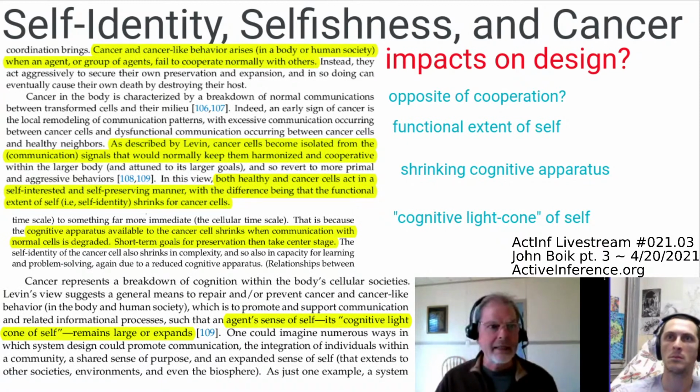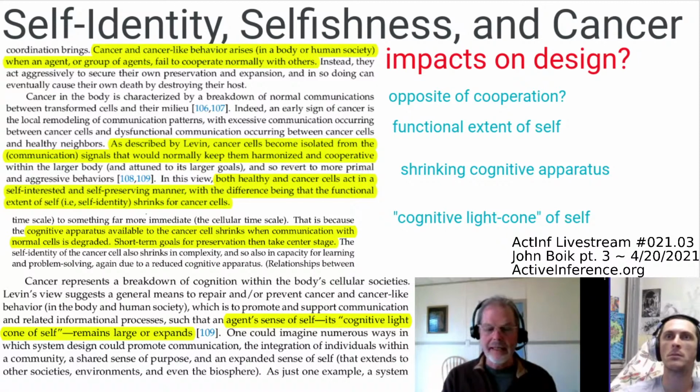So the body is a cognitive apparatus, you could say, an extension of an individual cell outward to a larger cognitive apparatus, a larger environment, a larger milieu. And in a cancer cell, that communication is breaking down, and the functional extent of self for a cancer cell might grow smaller and smaller and smaller. So the cancer cell, just like the normal cell, is acting in a self-interested and self-preserving manner, only its functional extent of self is small.